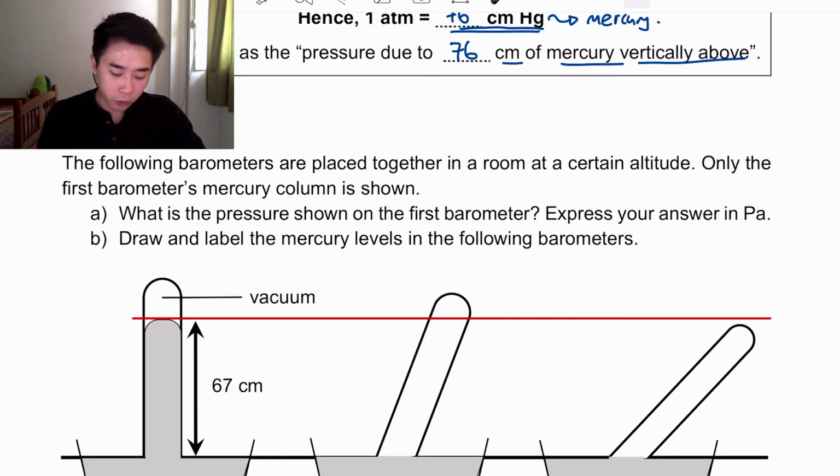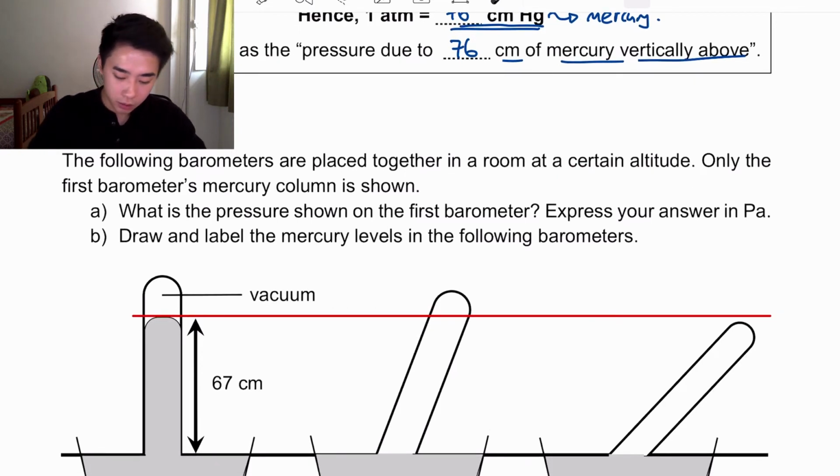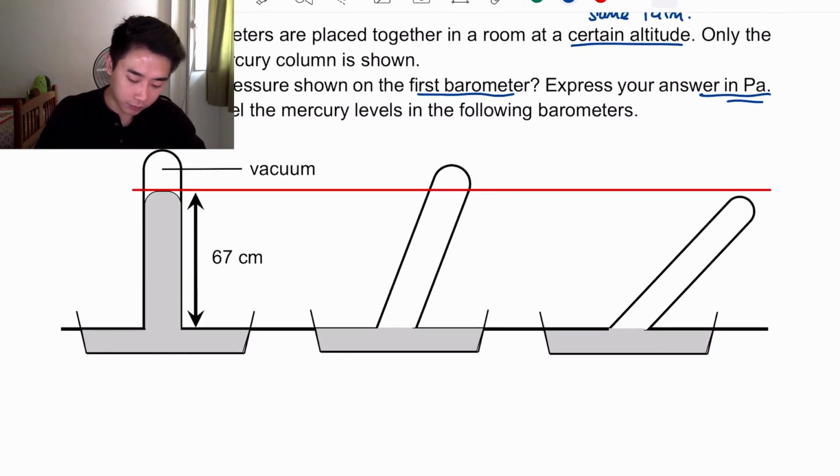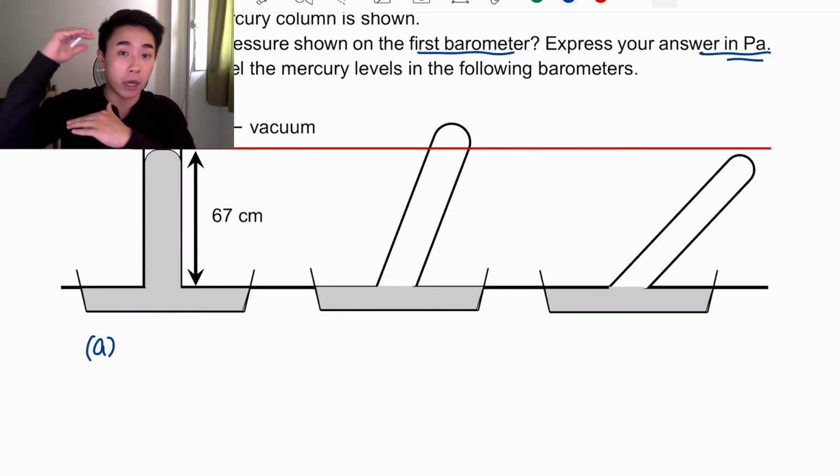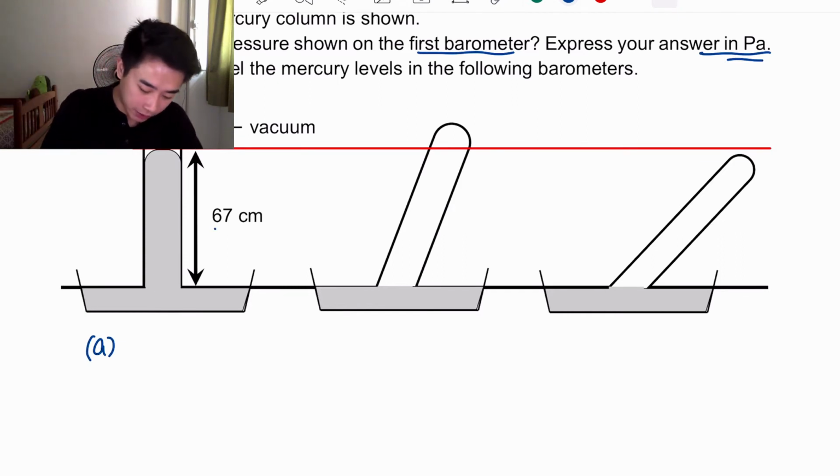Alright. Now for example 2, the following barometers are placed together in a room at a certain altitude. So all of them are at the same altitude, which means they experience the same atmospheric pressure. Because they are at the same altitude, they have the same atmospheric pressure. And only the first barometer's mercury column is shown. What is the pressure shown on the first barometer? Express your answer in pascals. So for A, how do we do it? Well, let's put it in terms of mercury height once again. So this is 67 cm.